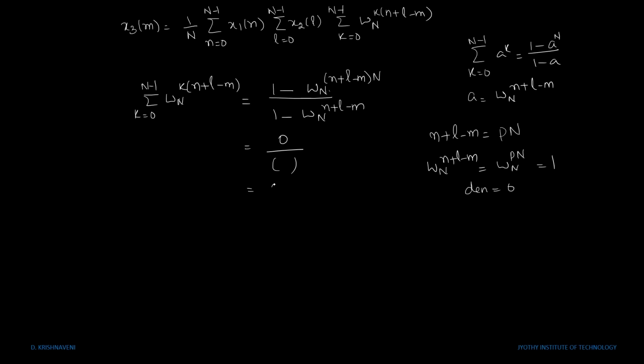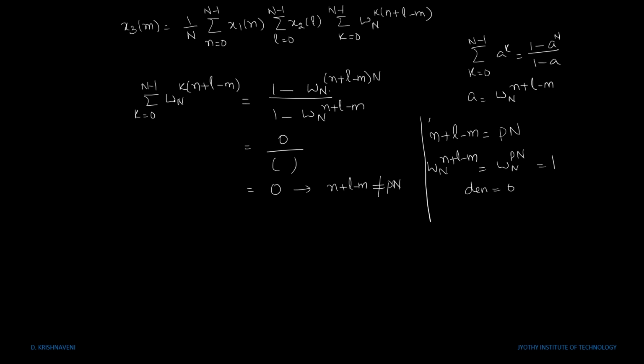So this answer will be equal to 0 when the condition n plus L minus M is not equal to PN. We have considered PN because of multiple of N. If it is not a multiple of capital N, then 0 by some denominator you will have, the answer will be 0. But if n plus L minus M equals PN, that means if it is a multiple of N, then we cannot take this as the answer of the summation, because 0 by 0 you are going to get. That's why we are going to replace n plus L minus M as PN in the original summation formula.